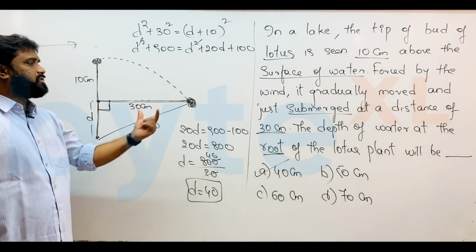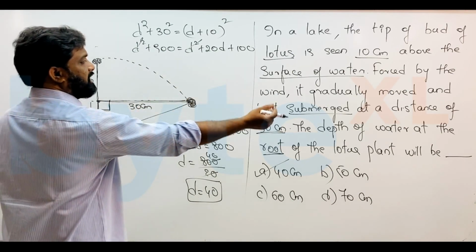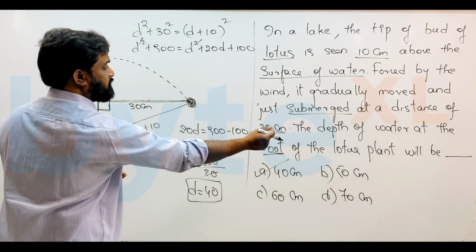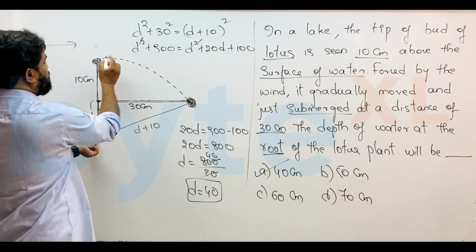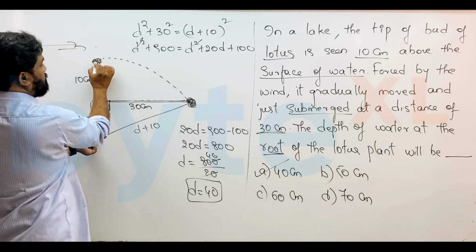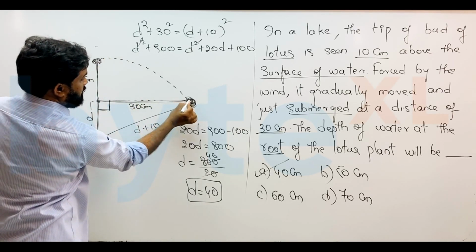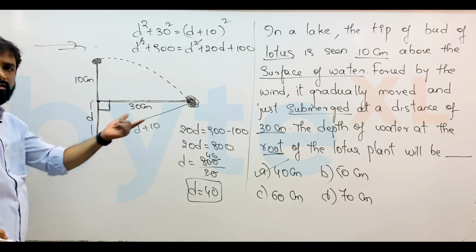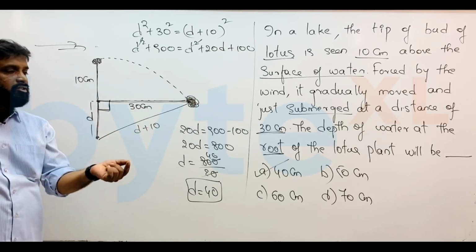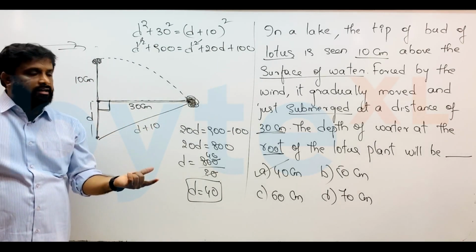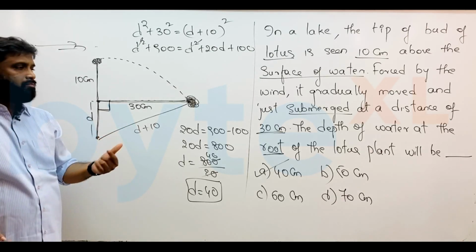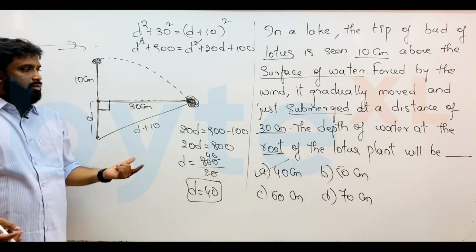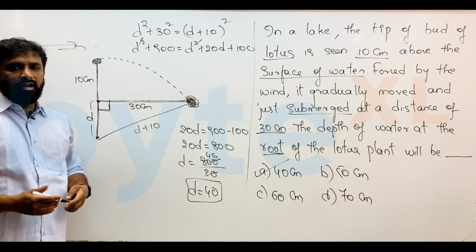Simple, tricky language, that's all. So, forced by the wind, it gradually moved and just submerged at a distance of 30 centimeters means, by the wind, it got submerged and it bent like this and it came up to here. This is the meaning of this question. Sometimes the language will be so tricky so that you have to understand. Simple case of Pythagoras theorem, but I hope this tricky question we can solve if you understand the language properly.